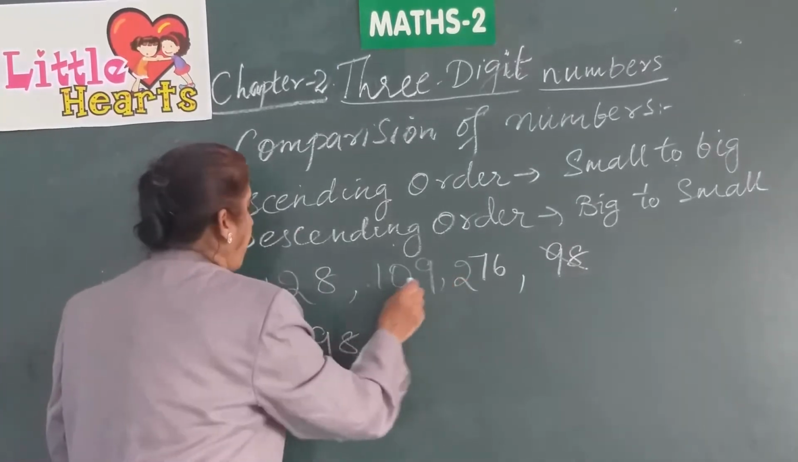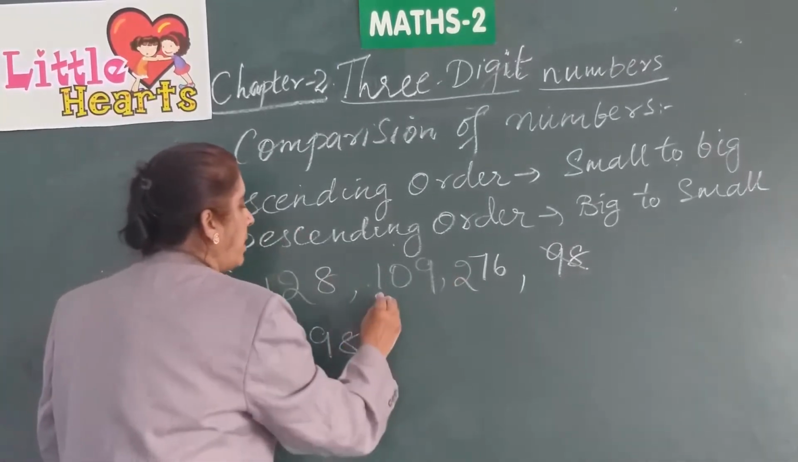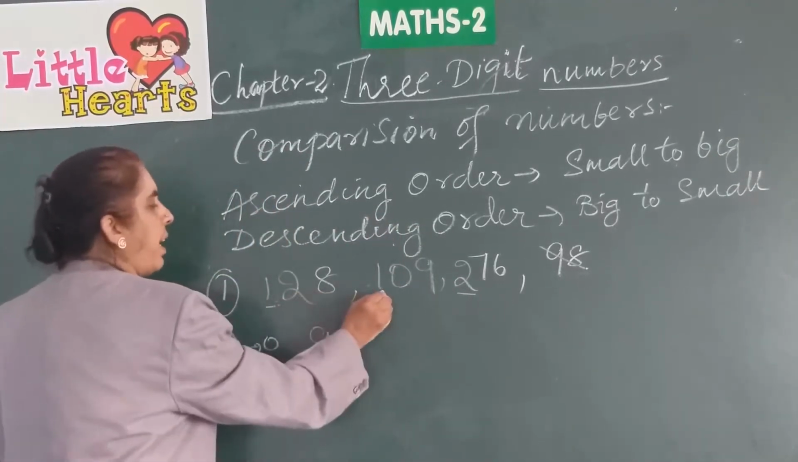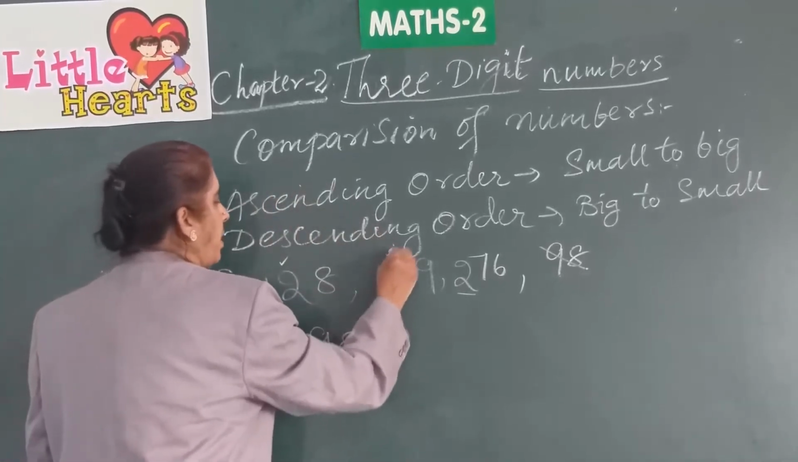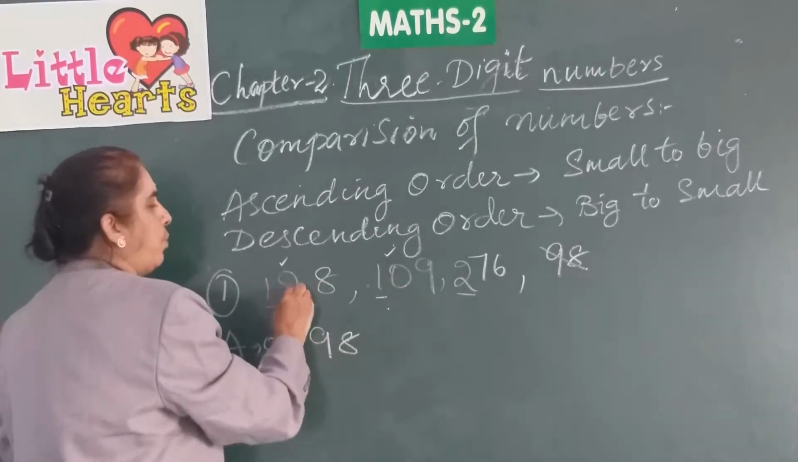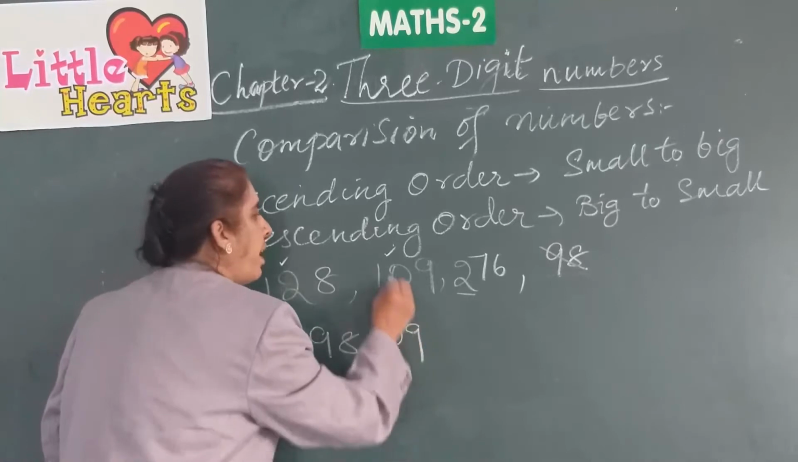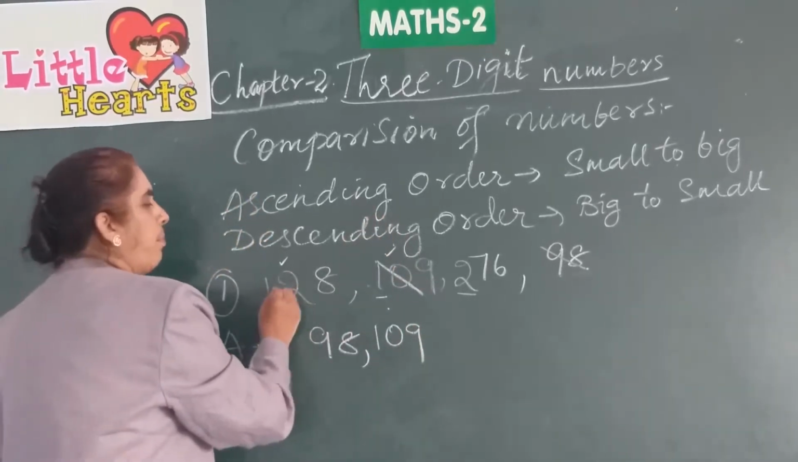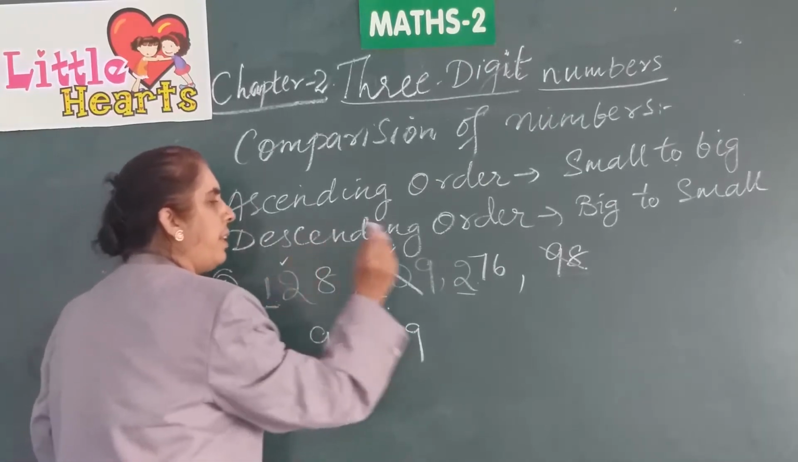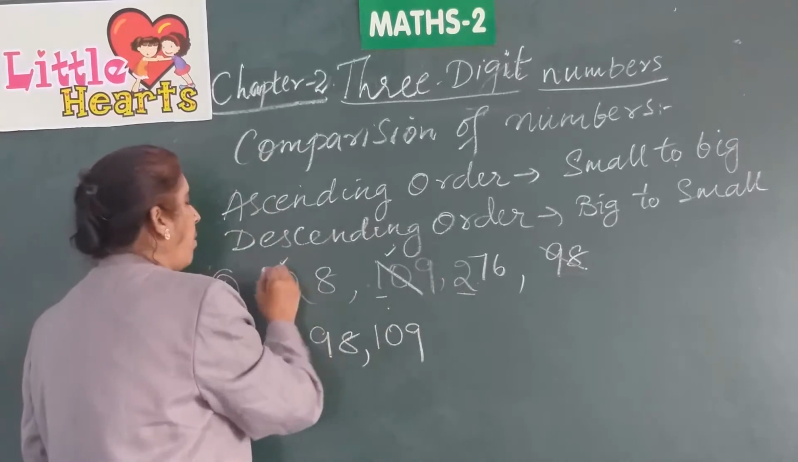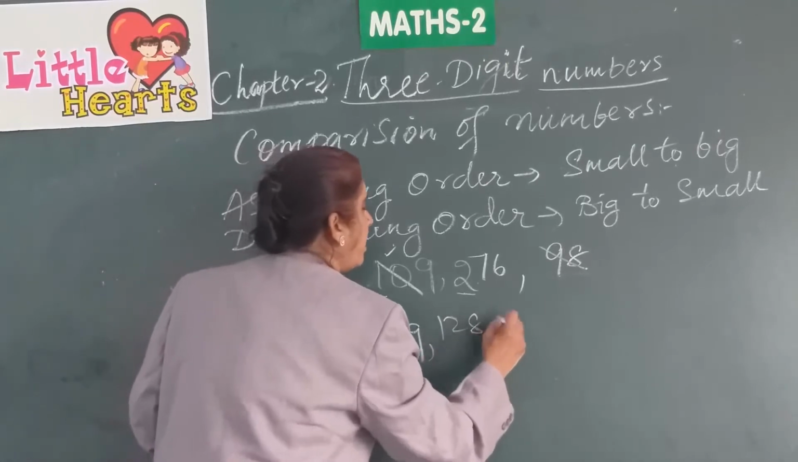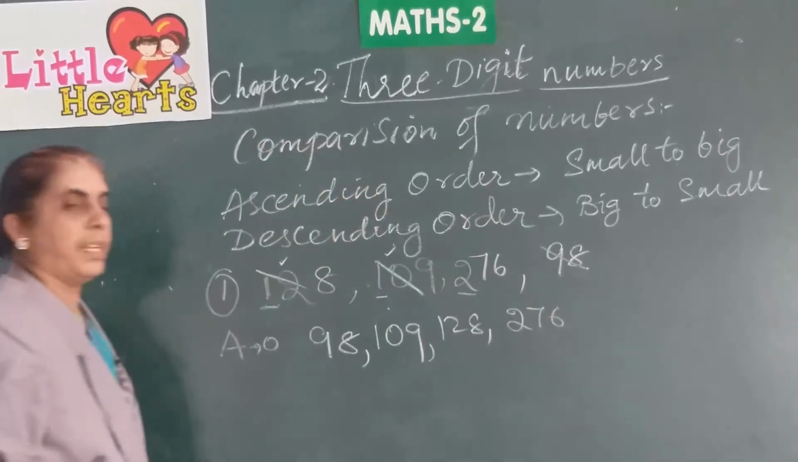Now compare these 3 numbers. 1 in the hundreds place, 1 in the hundreds, 2 in the hundreds. So we have 2 numbers with 1 in the hundreds place. Now compare the tens place digit, 2 and 0. Which is smaller? 0 is smaller than 2. So next comes 109. And here compare these 2 numbers. Always start comparing from hundreds place. 1 in the hundreds, 2 in the hundreds. So this is smaller, 1 smaller than 2. So this comes next. 128, 276.